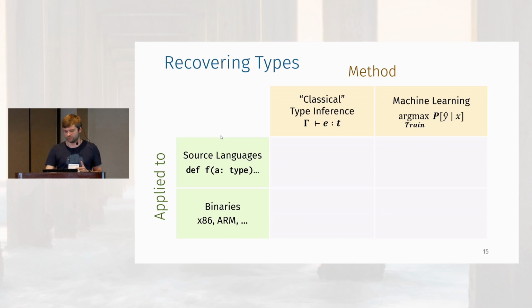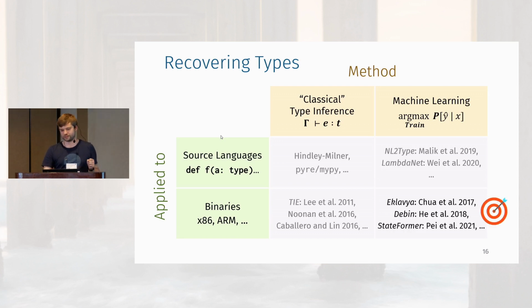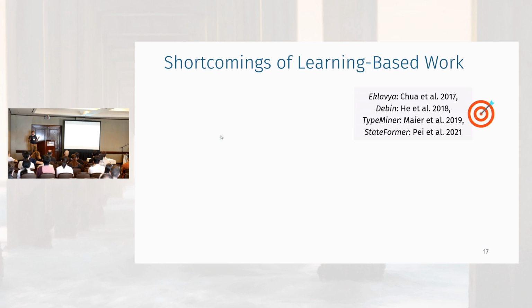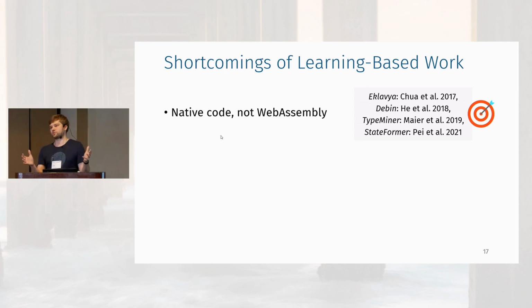And we fall into this lower right quadrant here in this matrix, right? So since there is already work on learning-based binary type prediction, the question is, what do we do differently? Why do we need our approach? There's a very low-level technical reason. They do it for native code. We do it for WebAssembly. But that's not a good enough reason, right?